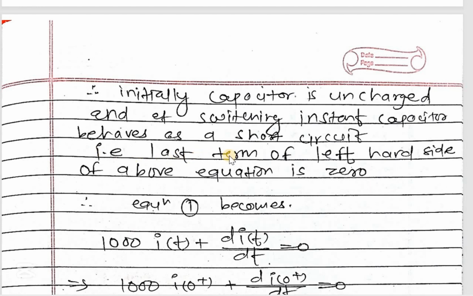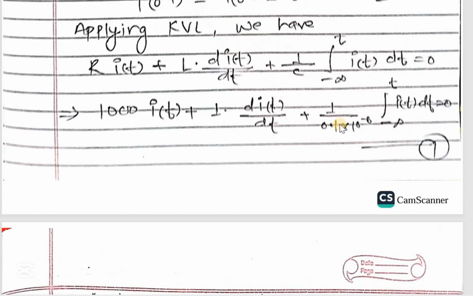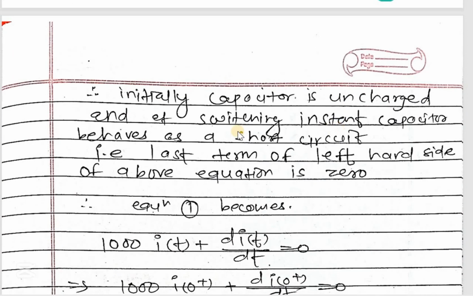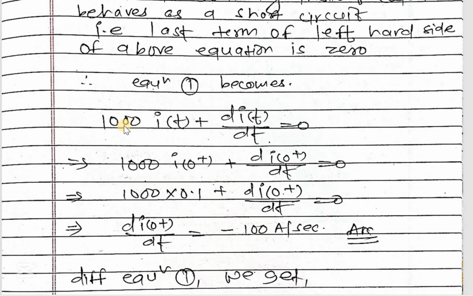Therefore, 1000 i(t) plus di(t)/dt equal to 0. So the value of I0 plus is 0.1. Then simplifying this, we can get di(0 plus)/dt equal to minus 100 ampere per second.